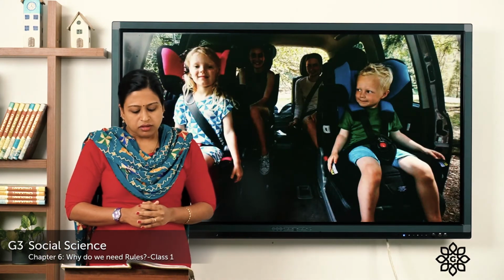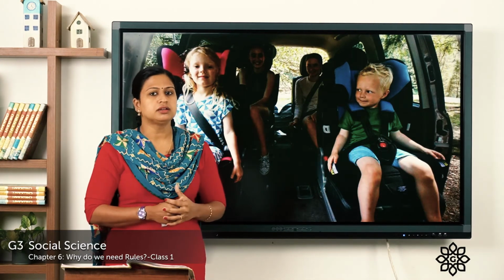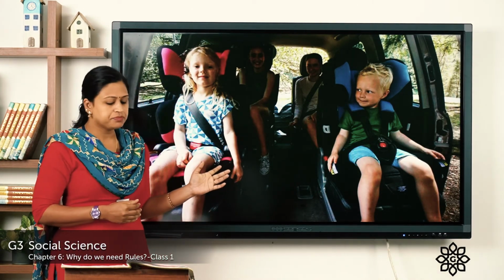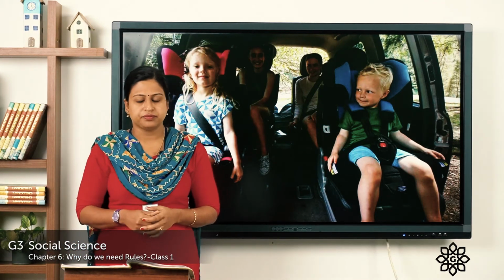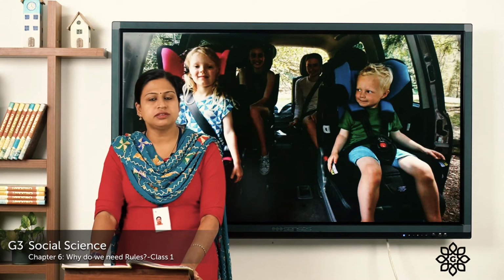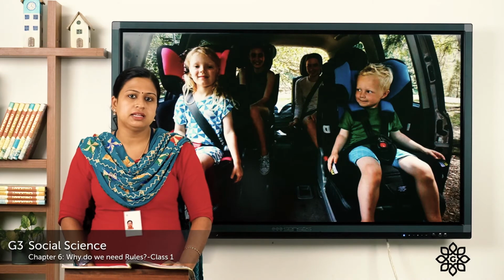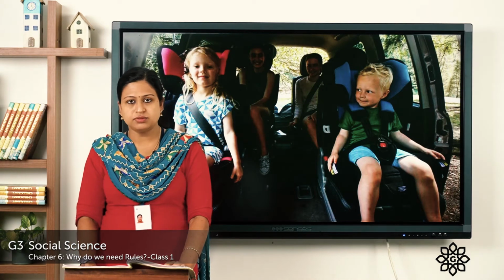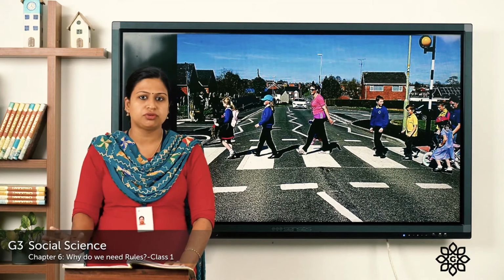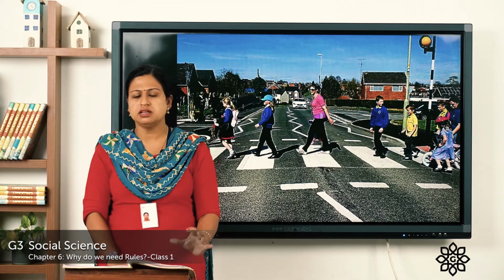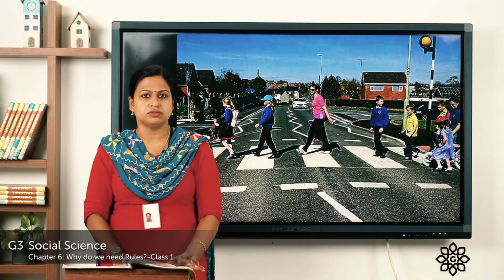Now, let's see some rules that have to be followed in a country. For example, it is a law to wear seat belts while driving. The next law is to cross the road at the zebra crossing, and you should check whether the signal is red. Next one is you should throw garbage in the dustbin. You should not throw it here and there. So these are a few basic laws which all the citizens have to follow.